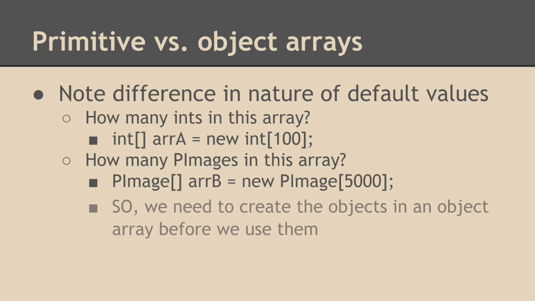So we need to make sure that we create the objects in an object array in some manner before we use them. And that's probably going to be something that will trip you up on occasion. But if you don't allocate and create those objects first, you'll get what's called a null pointer exception. Okay, next up, how to process arrays using a for loop.